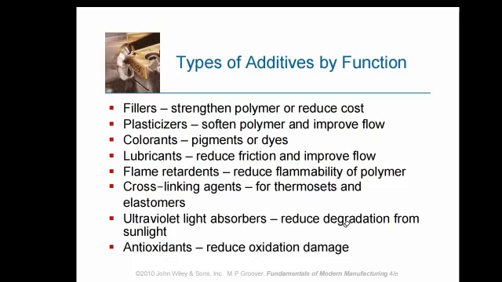We have plasticizers which are used to soften or reduce the crystallinity of the polymer, and this improves flow of the polymer if you add plasticizers because you are reducing crystallinity. Some additives are colorants that are added to produce pigments or dye the polymer. Then we have the lubricants which are added to reduce friction and improve flow rate of the polymer. Some additives are flame retardants which are used to reduce flammability of the polymer.